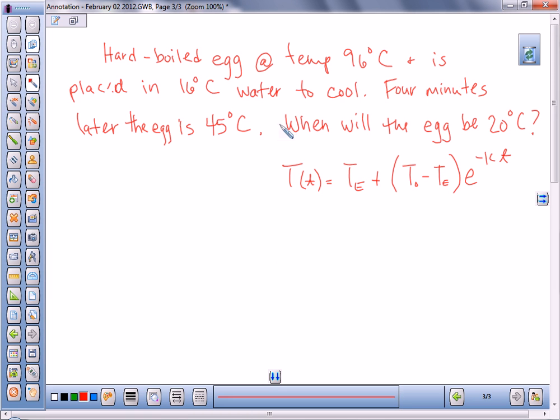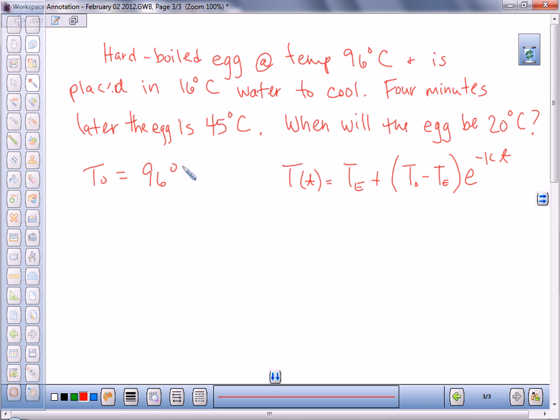All right, so let's look at our scenario and figure out what's going on here. Let's see what we have. What is 96 degrees right there? What is that? The initial temperature. So we know T naught is 96 degrees Celsius. Okay, what is this 16 degrees here?